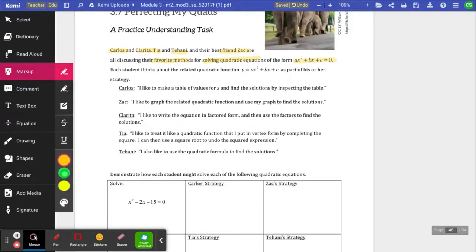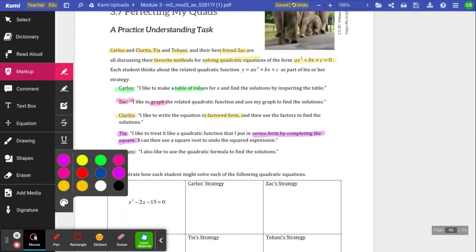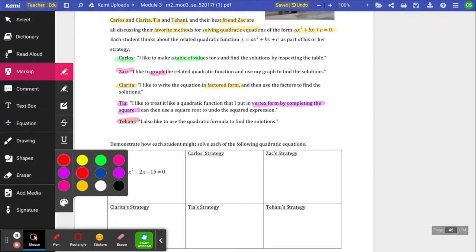So, for example, Carlos likes to make a table of values. Zach likes to graph the related quadratic. Clarita likes to write the equation in factored form and then solve. Tia likes to do vertex form, completing the square and then solve it. And finally, Tehani likes to do the full quadratic formula.